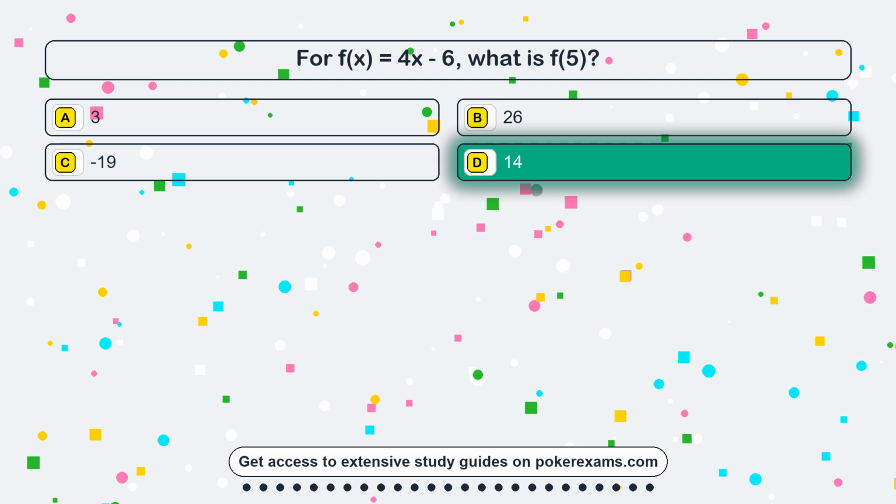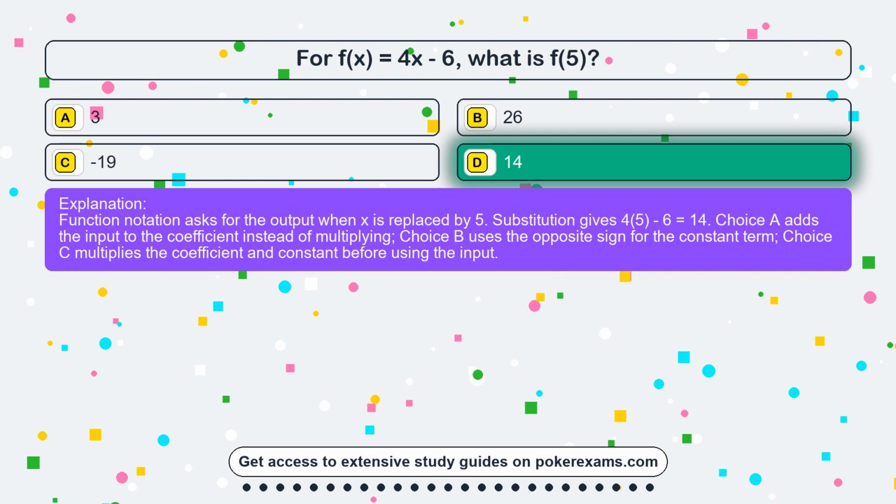The correct answer is option D, 14. Function notation asks for the output when x is replaced by 5. Substitution gives 4 times 5 minus 6 equals 14. Choice A adds the input to the coefficient instead of multiplying, choice B uses the opposite sign for the constant term, choice C multiplies the coefficient and constant before using the input.